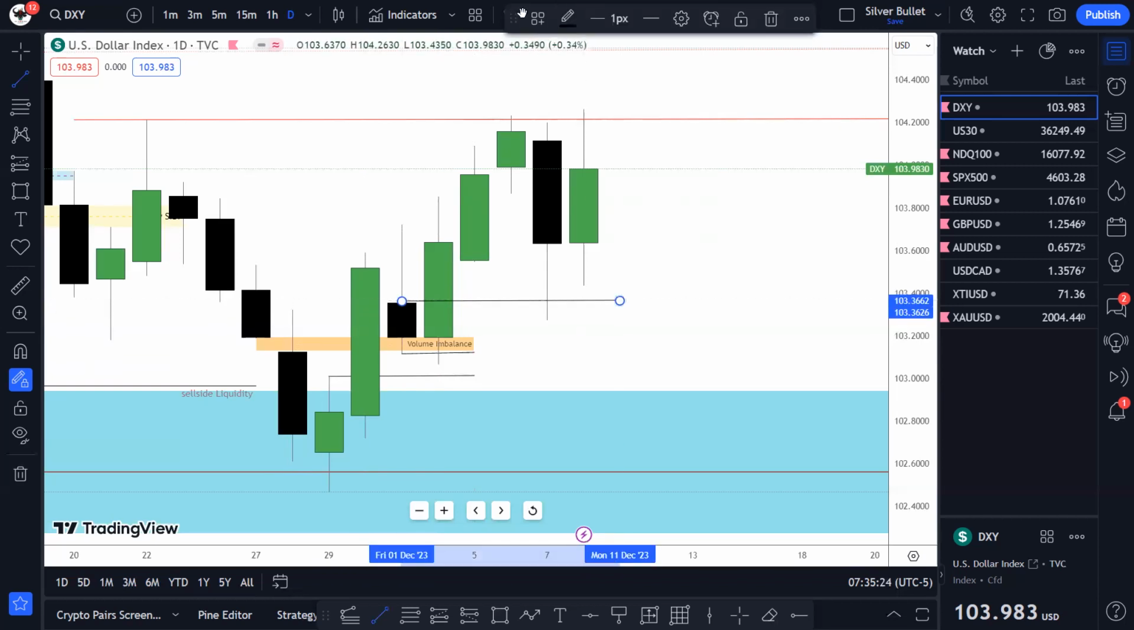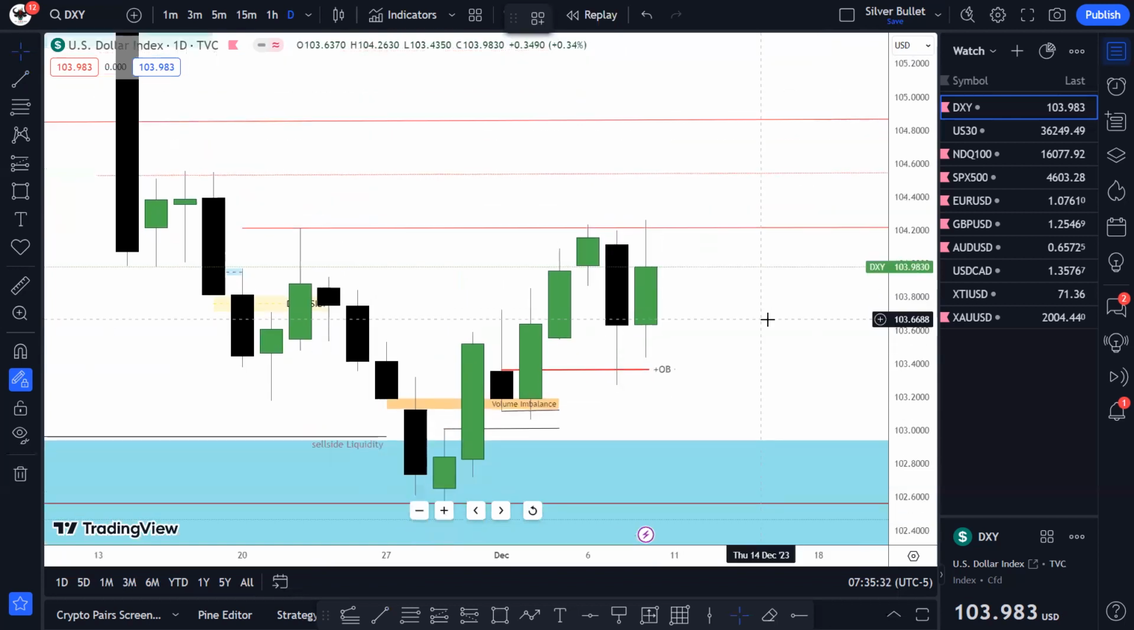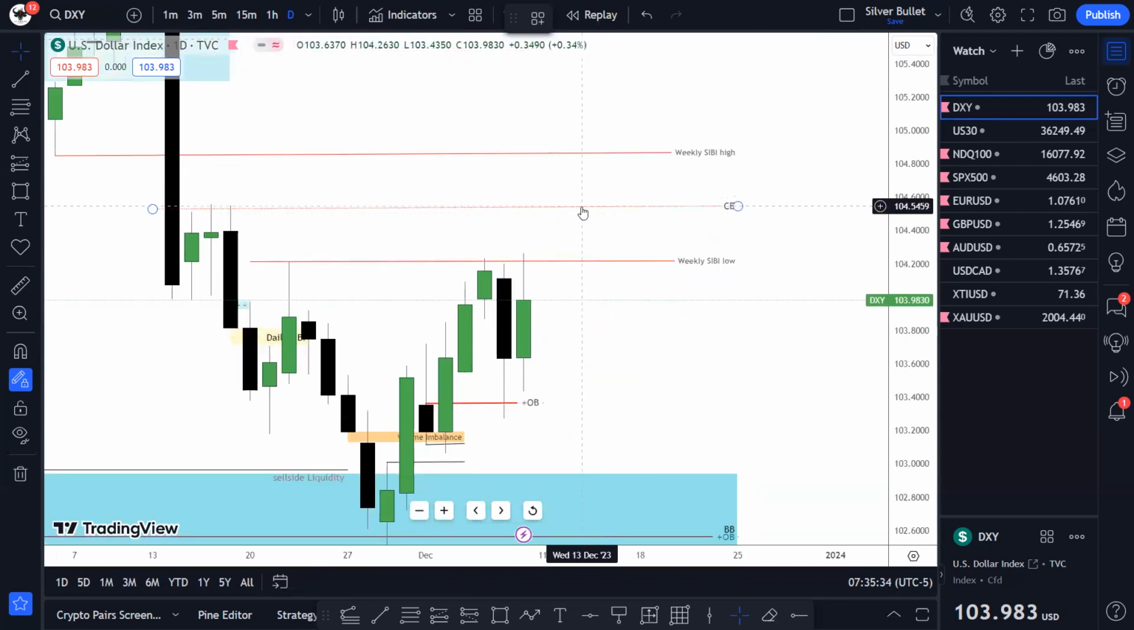And then price rejected off it. I'm going to use it as an order block here. Rejection from this order block and doing what? Looking for higher price. So if we're looking for higher price, where to? Again, I'm still aiming for this consequent encroachment of that weekly fair value gap. So which means next week we should be expecting what?